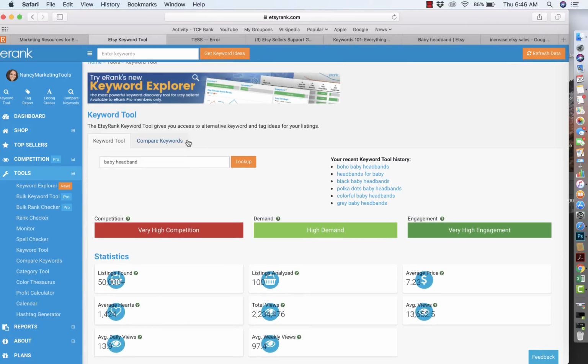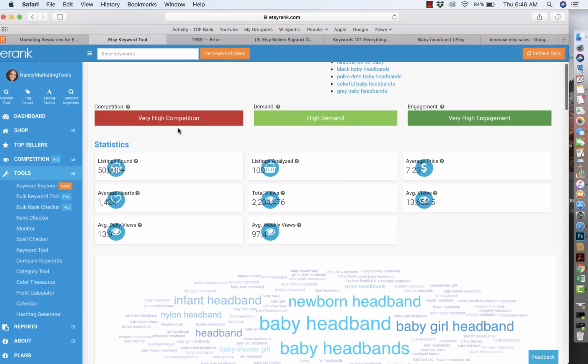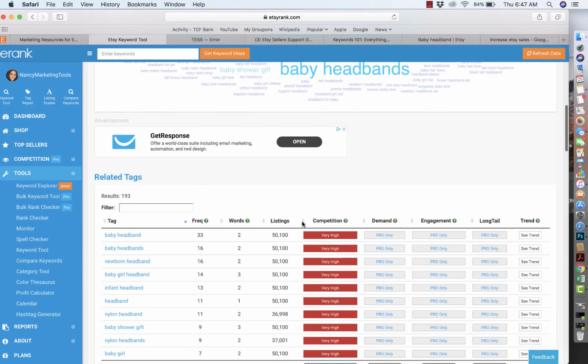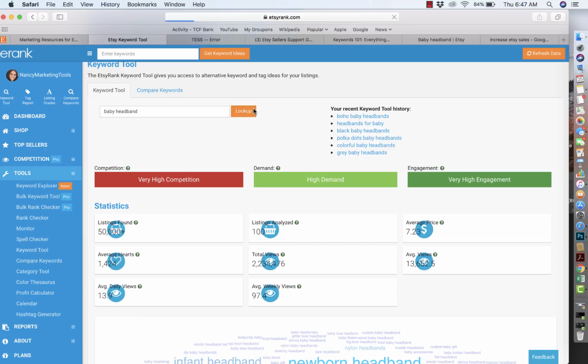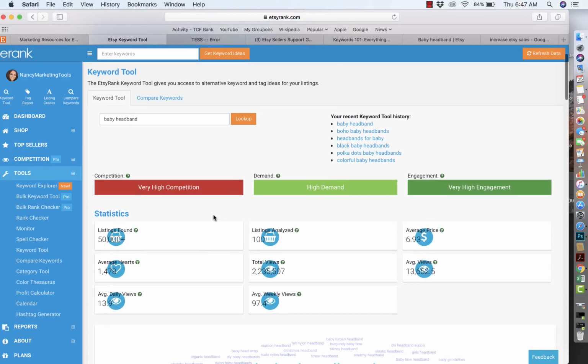Unfortunately, baby headband is a great keyword to describe your item. However, it's so great that so many people are using it. If you look at Etsy Rank, on the keyword search, you can see that the competition is very high. That means you're going to have a lot of competition. So this is for what word? Baby headband. Let me refresh it, because I think I was looking at something else earlier. As we talked about, there are over 297,000 stores, so it's just very, very hard.